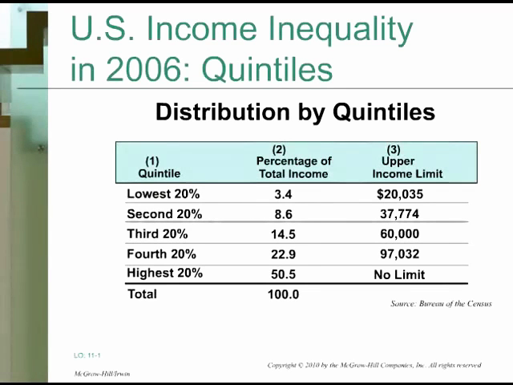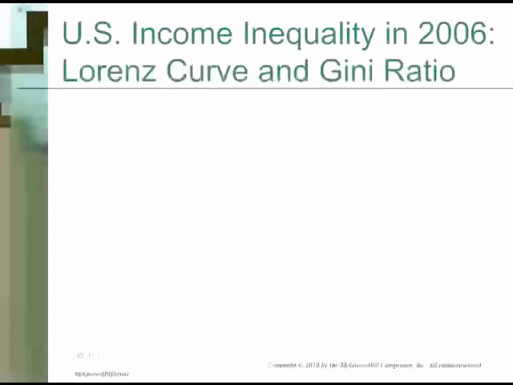The middle quintile received 14.5% of total income, and the highest income in this group was $60,000. The fourth quintile received 22.9% of total income, with a highest income of just below $100,000. Finally, the highest quintile received 50.5%, more than half of total income.